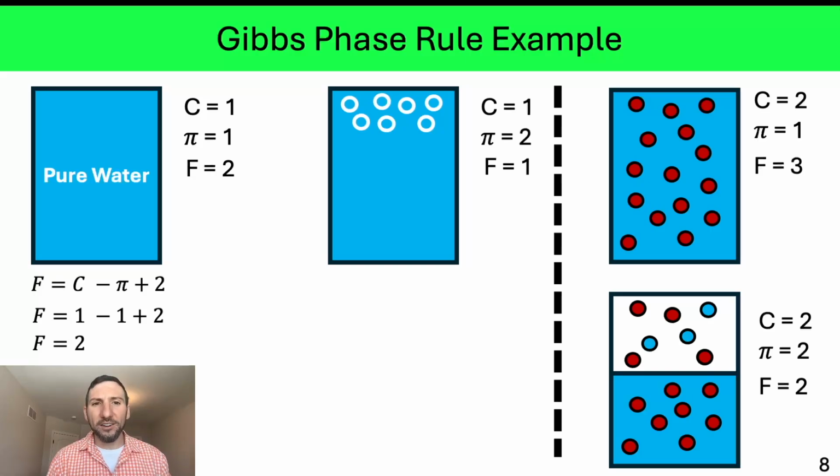So there's a lot of different combinations and scenarios that we can have, and that's really useful for us in the long run using the Gibbs Phase Rule, because that helps us identify how many different properties we really need to know to fix the state, define our system.